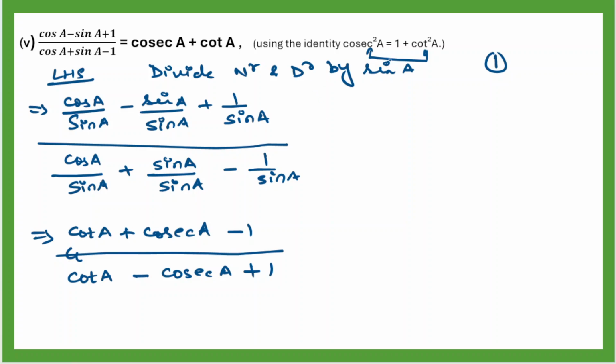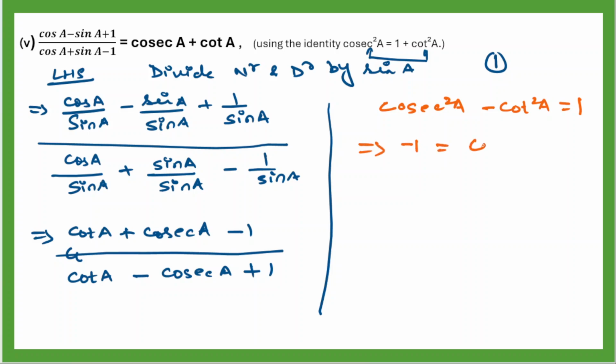So we have to use this identity, and we are going to use it only in the numerator part, not in the denominator part. This should be very clear. From this identity we know that cosec square A minus cot square A equals 1. But here we have the minus sign. So for minus 1 we can write cot square A minus cosec square A. We are going to substitute this value in the numerator.